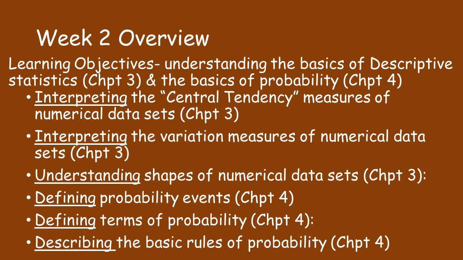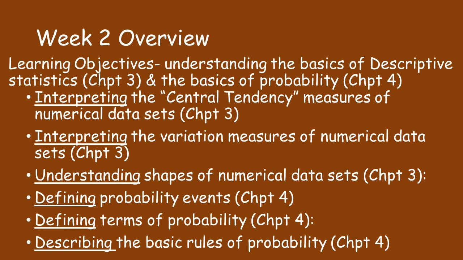We're going to be interpreting the variation measures of numerical data sets, emphasis on the word variation. So we're going to be looking at range and standard deviation, z-scores, and that sort of thing. And then we're going to understand and look at the shapes of the numerical data sets, like the curves that they produce. So we'll be looking at topics like skews and box and whisker plots.